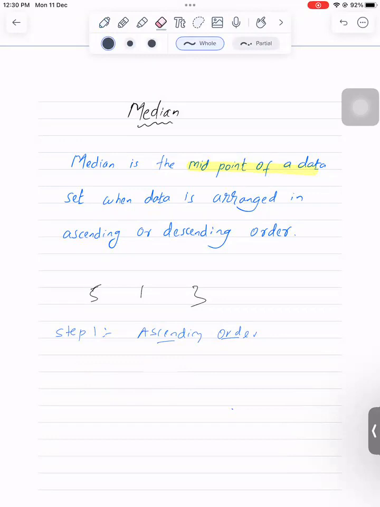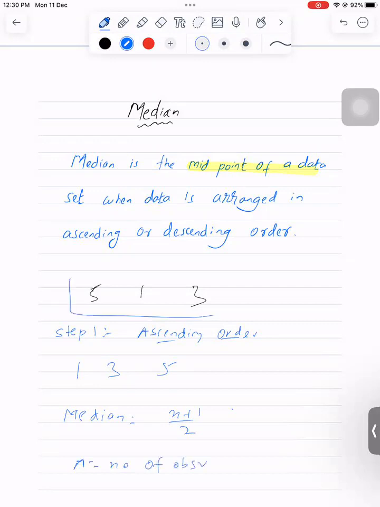Now you need to remember the formula for median. The median formula is n plus 1 divided by 2. So here n means the number of observations in the data set. So we have 3 observations, so n is equal to 3. 3 plus 1 divided by 2. When you do this calculation, you will get the answer 2.